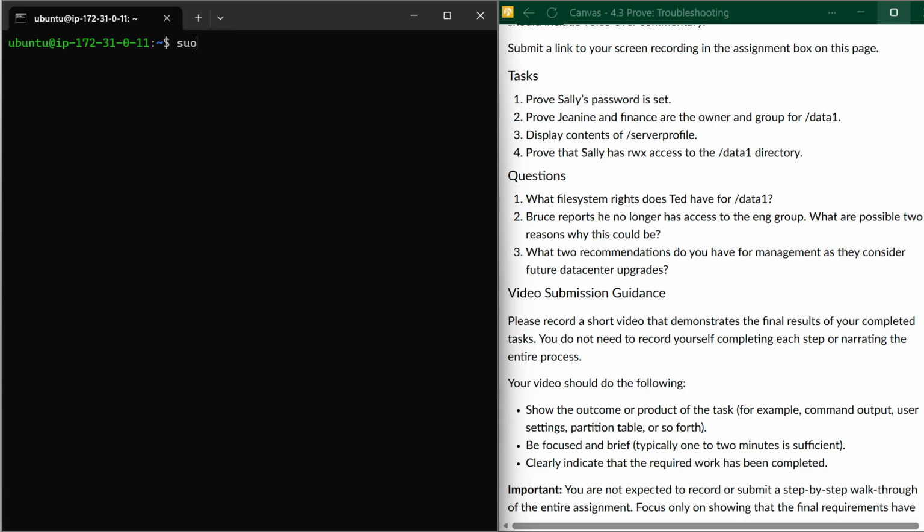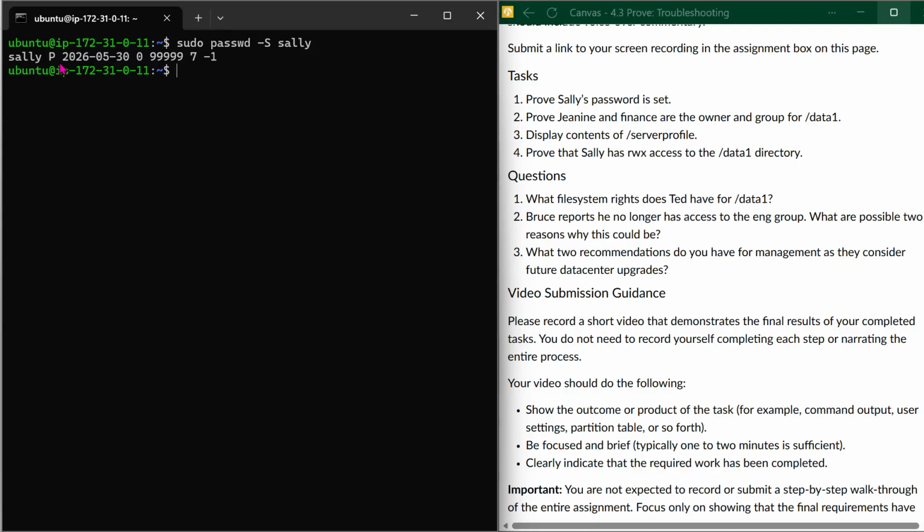To do that I'm gonna type sudo password. As we can see, the letter P means a password was assigned to Sally.